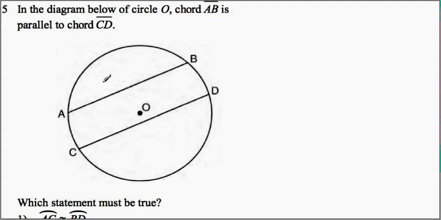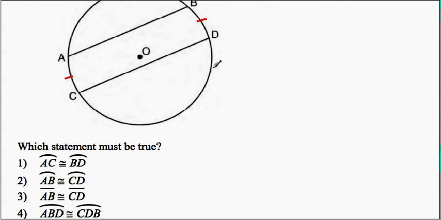Alright, so here we have a circle with two chords that are parallel to each other. That tells us that this arc must be congruent to this arc. That's the first thing we realize, and that happened to be our answer right over here. Parallel lines, the intercepted arcs are congruent.